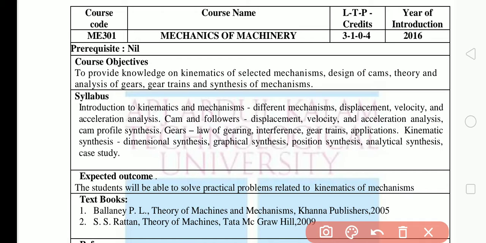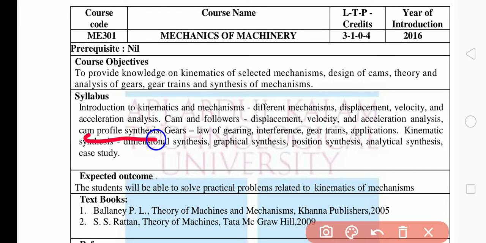So next is you have the syllabus here. So syllabus is actually, this is the synopsis of the syllabus. What has been shown here in this syllabus is actually the synopsis of the syllabus, and these things are split into 6 modules. That is what is shown here. So syllabus means it is introduction to kinematics and mechanisms, different mechanisms, displacement, velocity and acceleration analysis. Then next part is cam and followers, displacement, velocity and acceleration analysis of this cam and followers.